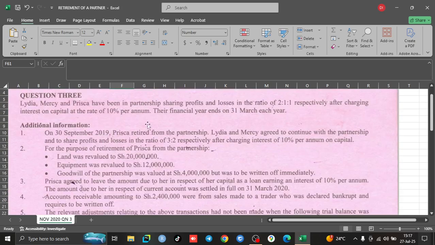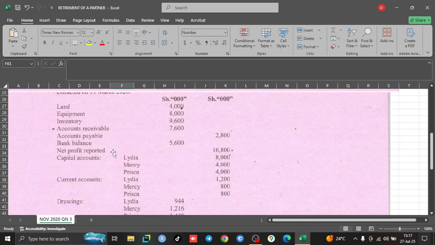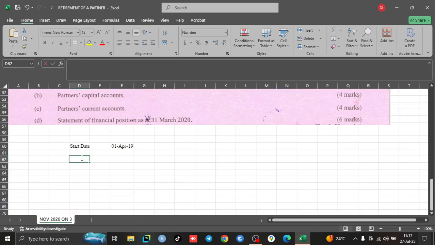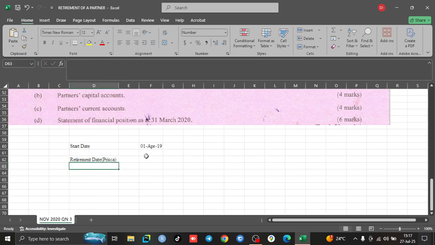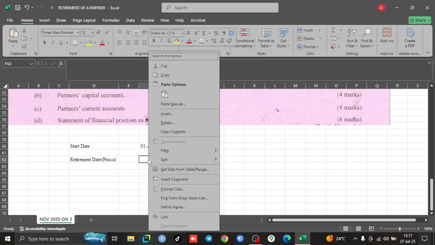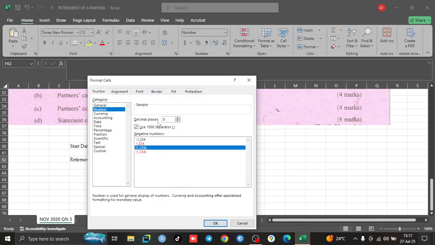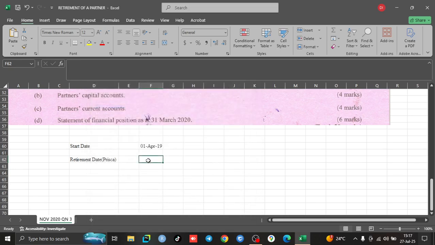Then when did this partner retire? Priska retired from the partnership on 30th September 2019. Retirement date of Priska, it is 30th of September 2019. I have to format this cell first into the general format. 30th of September 2019.